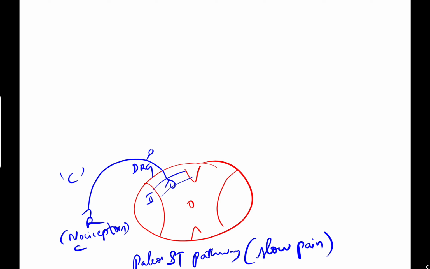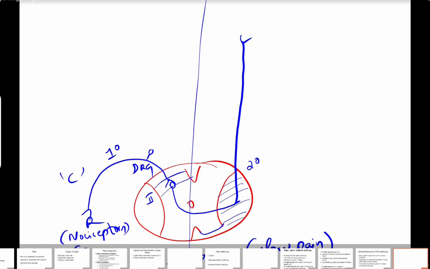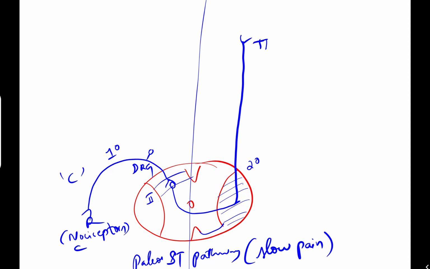The second order neuron starts from the spinal cord, crosses to the opposite side, and ascends in the lateral funiculus. This half is called the lateral funiculus of the spinal cord. Clear? Now this fiber goes up on the opposite side. Don't forget to draw a midline. Now the second order neuron has crossed to the opposite side and it ends in the thalamus. So which nuclei in the thalamus?